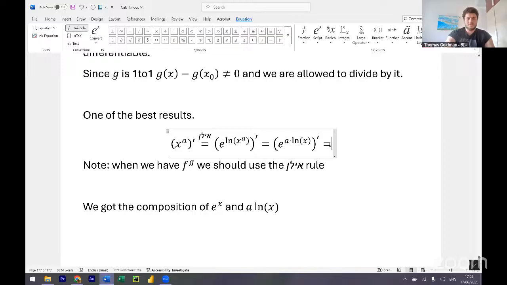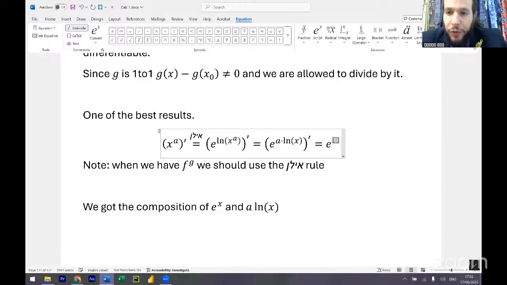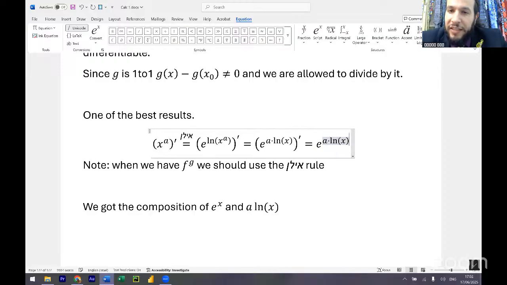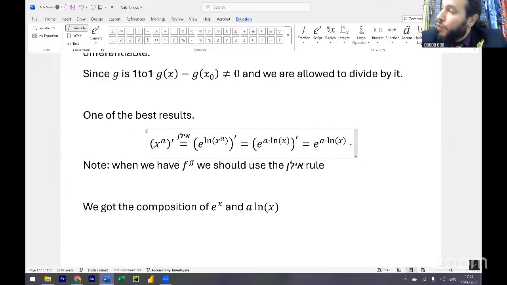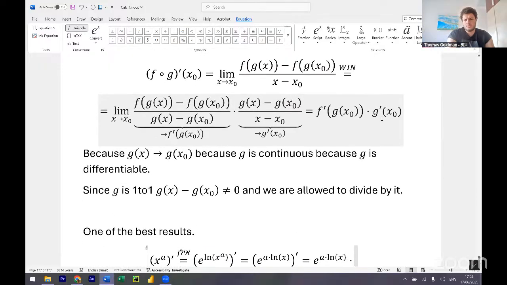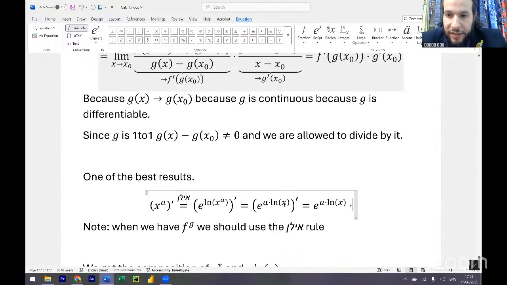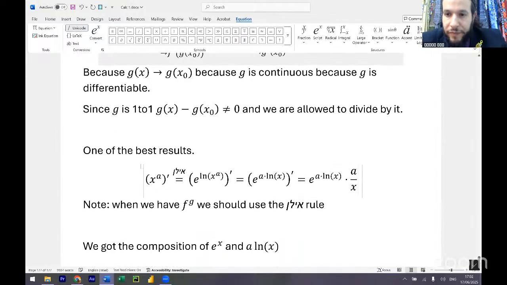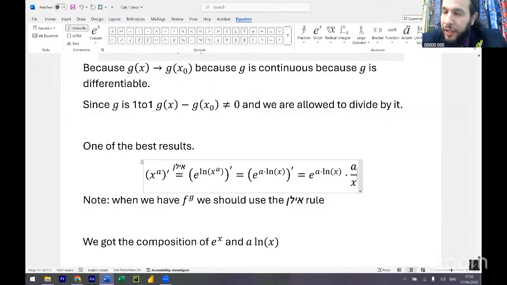E to the x. So we are left with e to a times ln of x. That's the derivative of the outer function, sorry. And what do we need to multiply it by? The derivative of the inner function, right? The derivative of a ln x is a over x. Agreed?